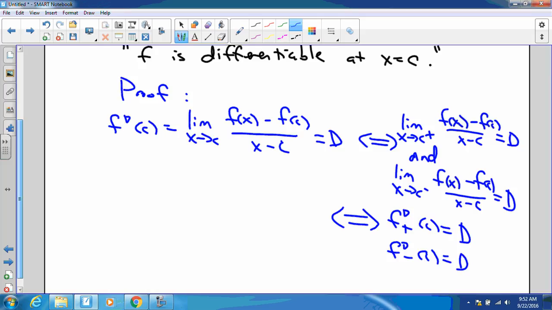So we are going to appeal to a big theme in our derivative theorems, and that is that the derivative theorems that we have are all going to be true because of the limit theorems.